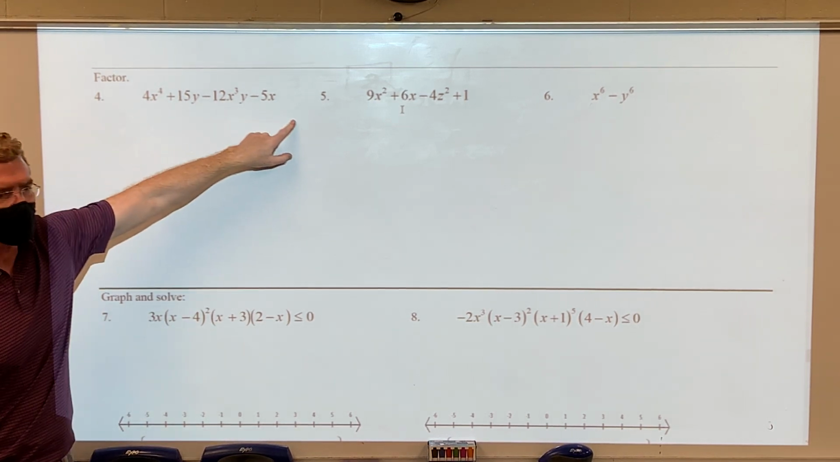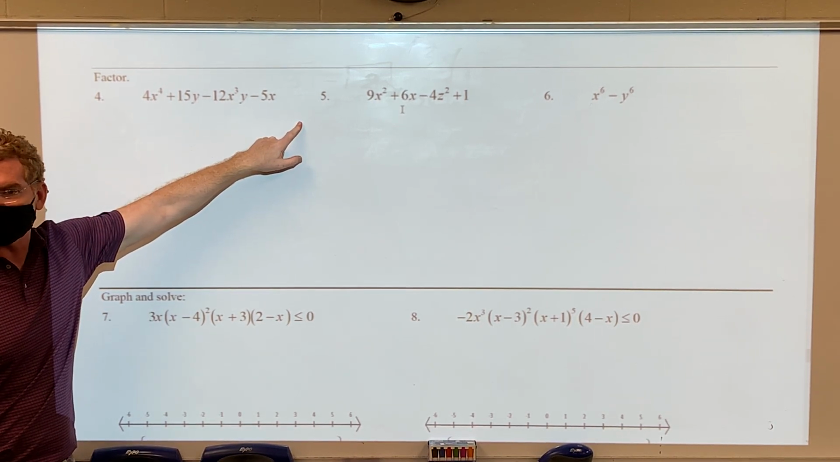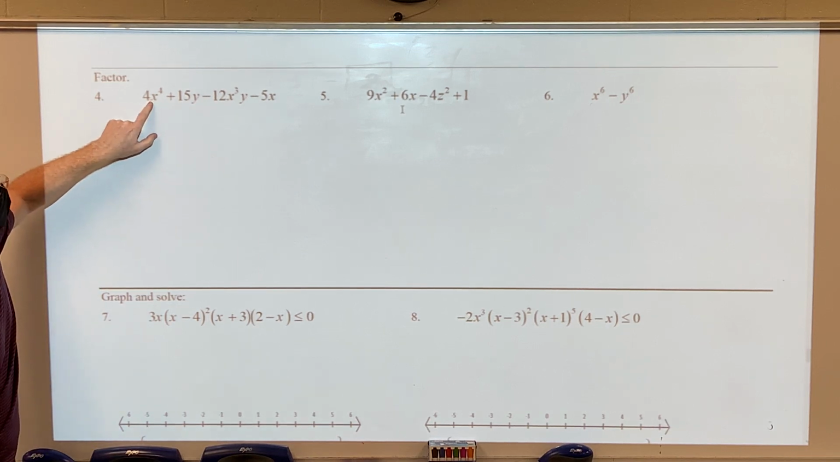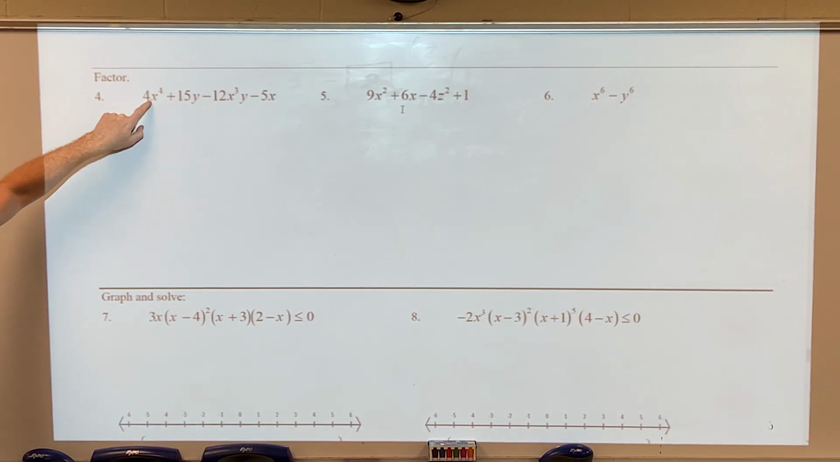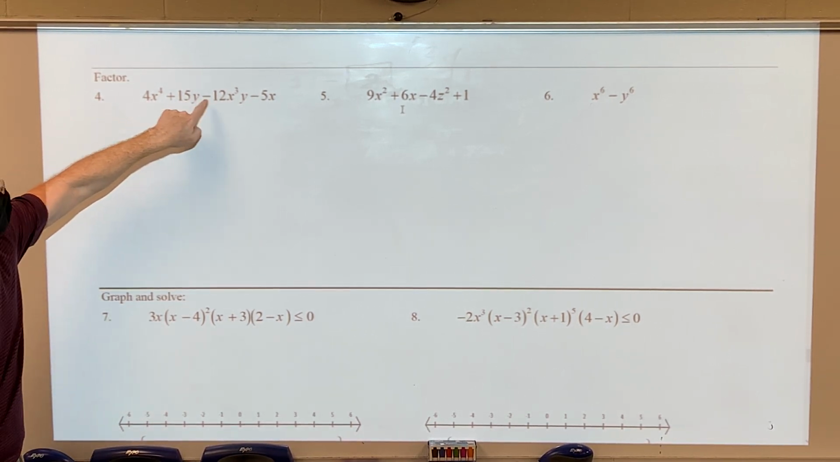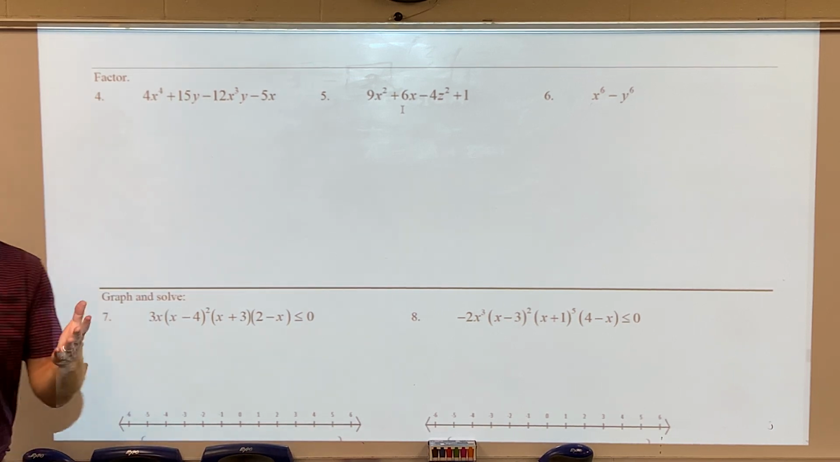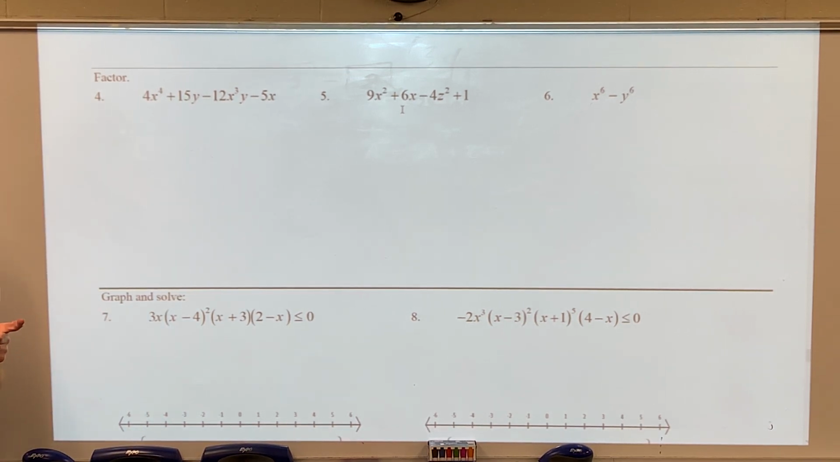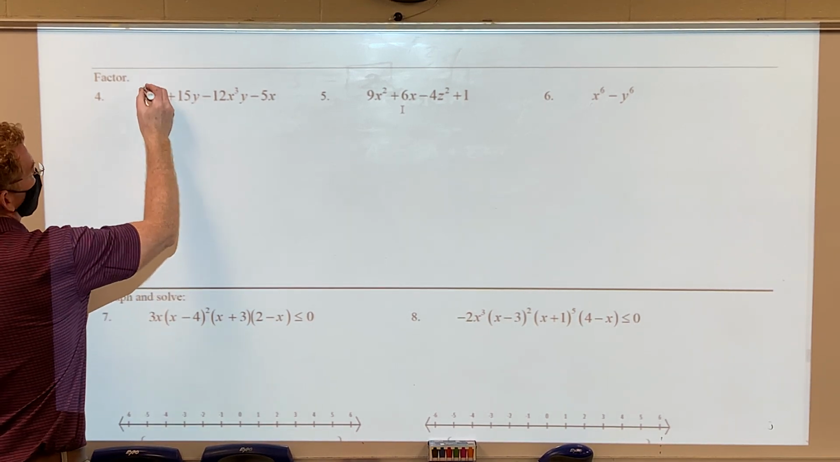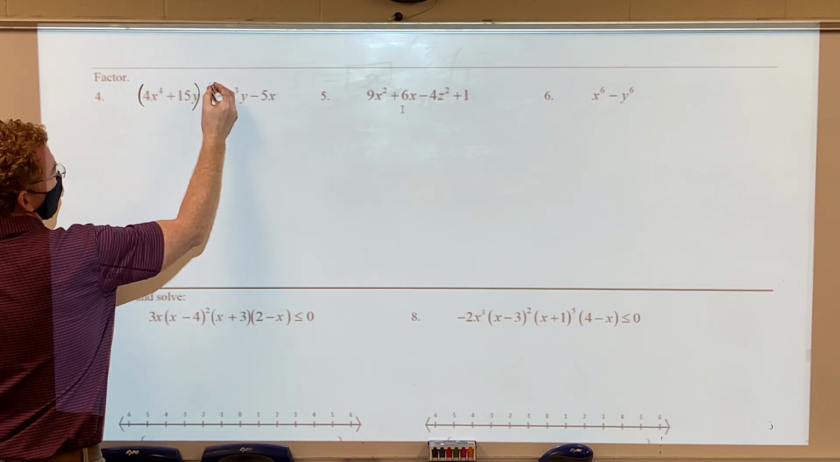What about this? Another 4-term polynomial? It's worth a quick check. Is it a 3 and 1? Nope. Perfect square? No, because that's 2x squared, 2x squared. So your best bet on this is grouping in pairs, right? So I just do that check real quickly, and then I always say, well, why don't we just try the first two and the last two?